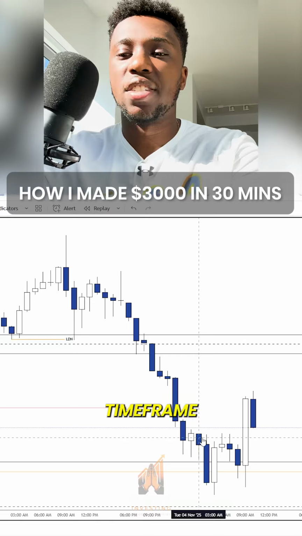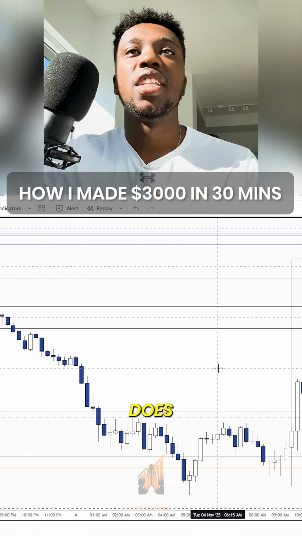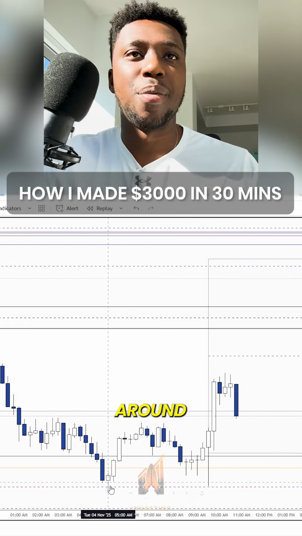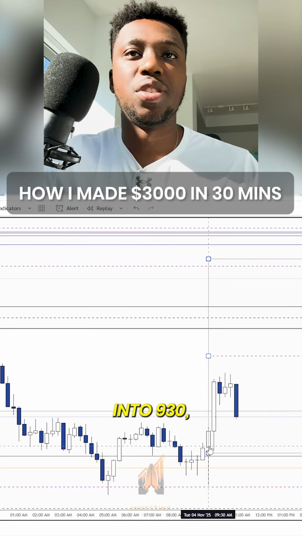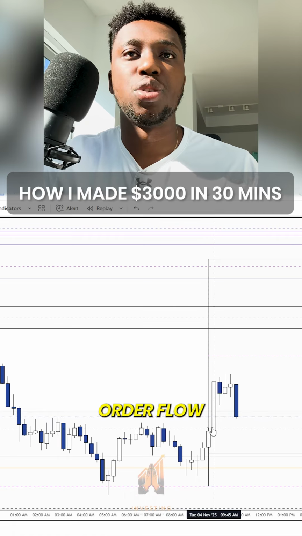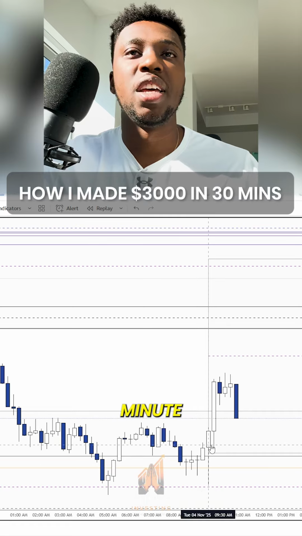So now that I know that the higher time frame is good to go, I'm going to check the intermediate time frame, because it's important to see: does the intermediate time frame line up with the higher time frame? Now you can see here that this is around where the 1 hour bullish order block was created. Okay, we had this accumulation, and then going into 9:30, we had this manipulation lower and then engulfing candle higher, bullish order flow now coming in. We've also inverted this IFVG here. So on the 15 minute, this looks a bit bullish.